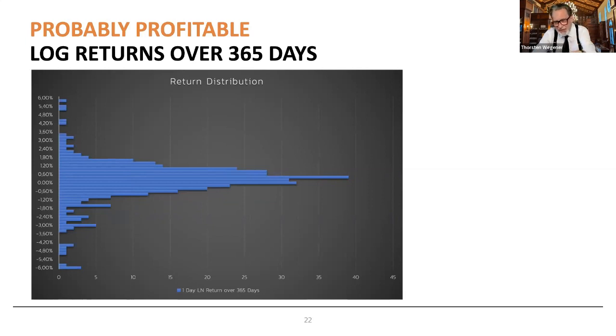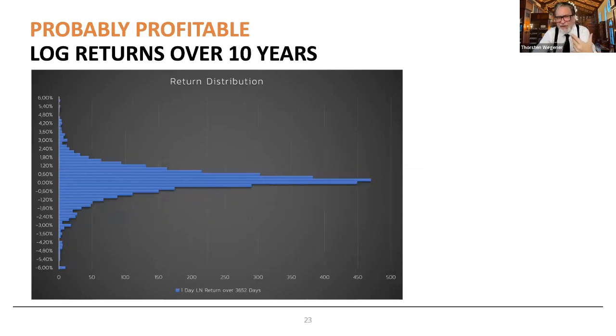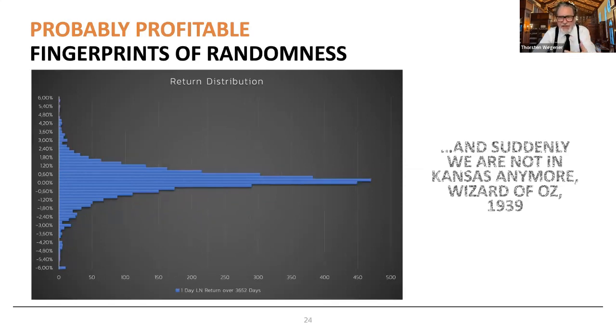I said, now I take a random year and look at the distribution of the returns. You already see what's building up here. And then I went for 10 years. And what are we having here now? I love to quote movies, by the way, and you will find quite a few quotes in here. And suddenly we're not in Kansas anymore. We have the fingerprints of randomness in our game.